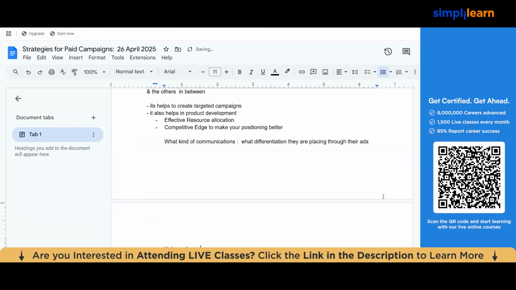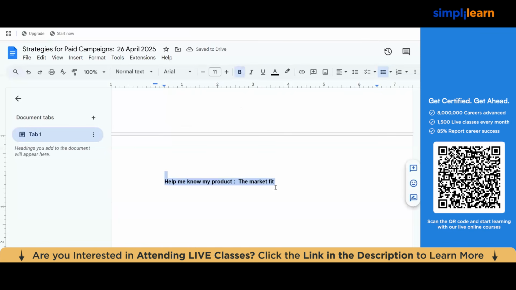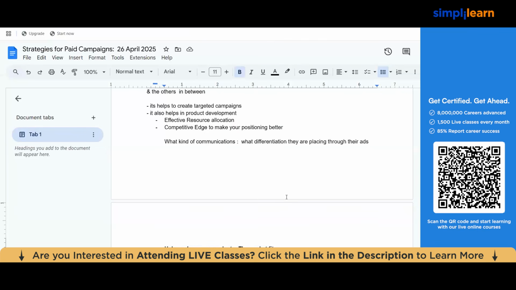it helps me know my product and the market fit, which is the most important thing in the times we are in, to know about our product. It helps me to know my product and what is the market fit for my product if I know all of these things over there. And then if I know this, I would know how to position my brand.